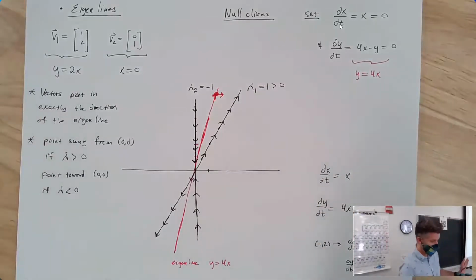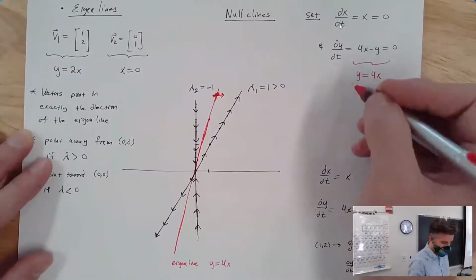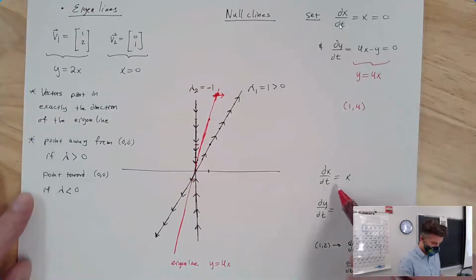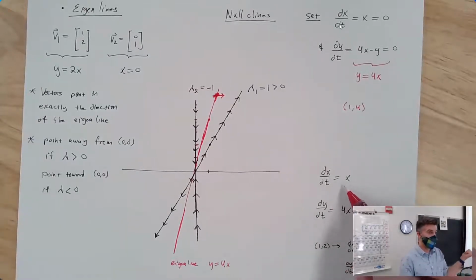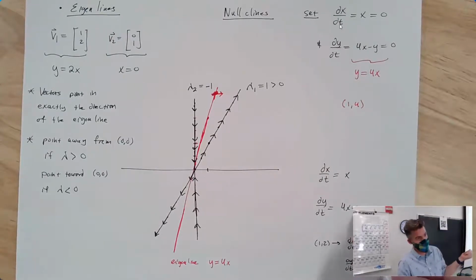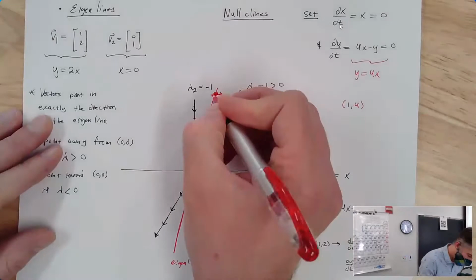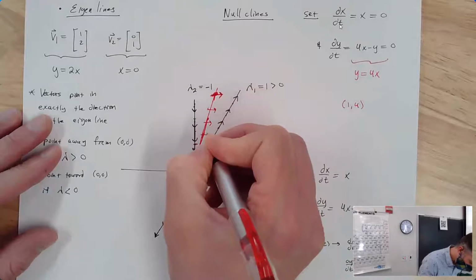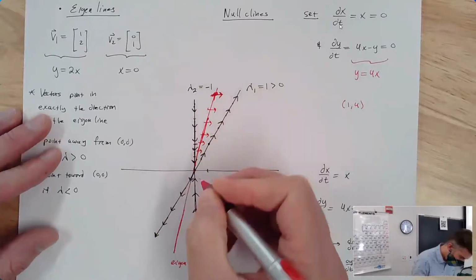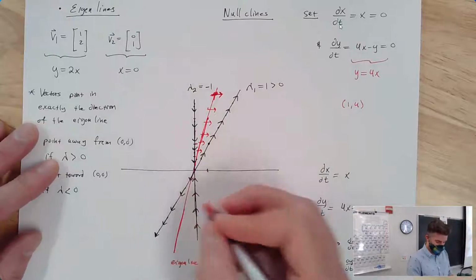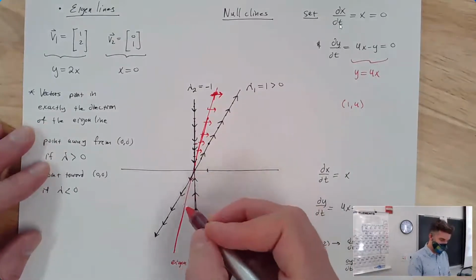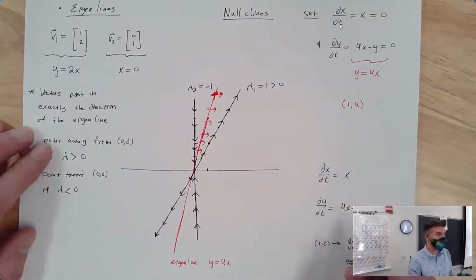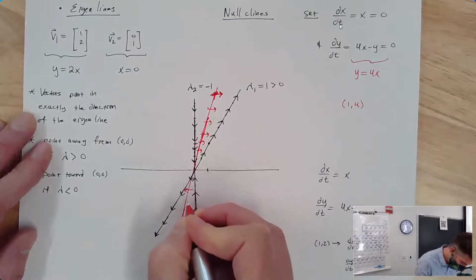So let's pick a point, an easy one like (1, 4). If I plug in (1, 4), dx/dt is going to be 1, so it's pointing to the right, and dy/dt is going to be 4 minus 4, which is 0. So it's not pointing up or down. At (1, 4), it's pointing to the right, and any other point up here is also going to be pointing to the right. Down here, if you pick a point like (-1, -4), you're going to be pointing to the left because dx/dt is going to be a negative number and dy/dt is still going to be 0. So all the arrows down here point to the left.